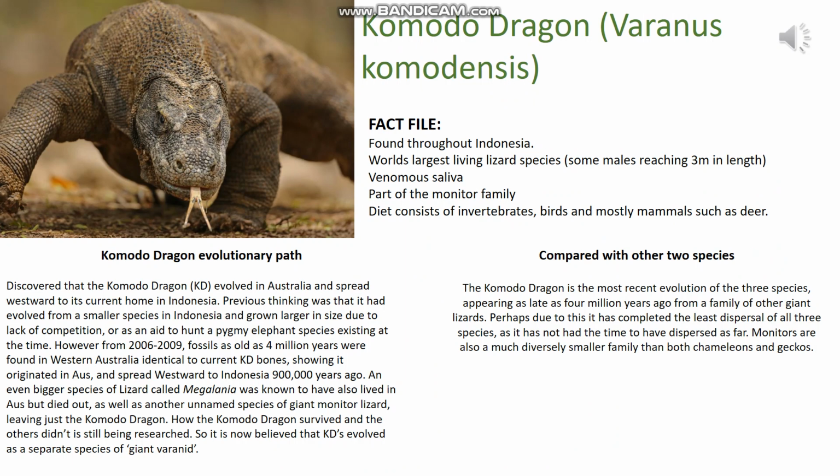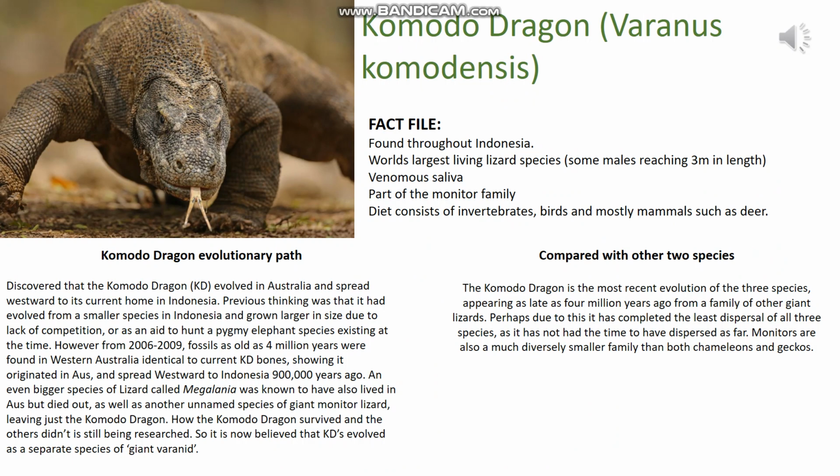The Komodo dragon is a relative baby of the lizard world, with identical bone structures found in fossils 4 million years old, 96 million years after the gecko was first found. It first evolved in Australia with 2 other species of giant lizard, which both died out, leaving just the Komodo dragon to disperse slightly westwards to Indonesia, where it is found now.